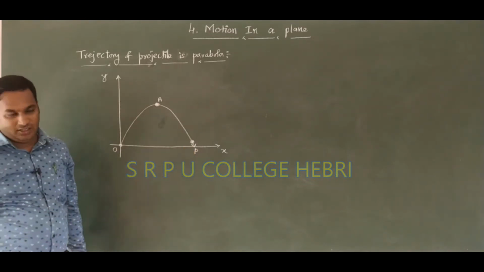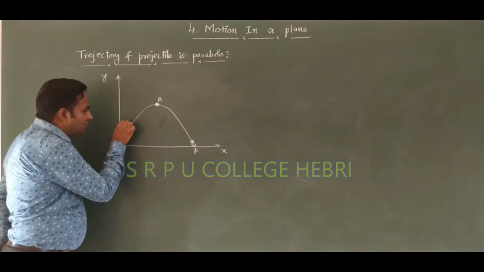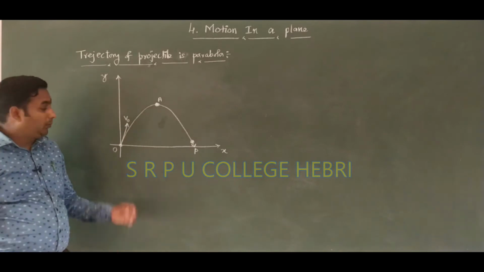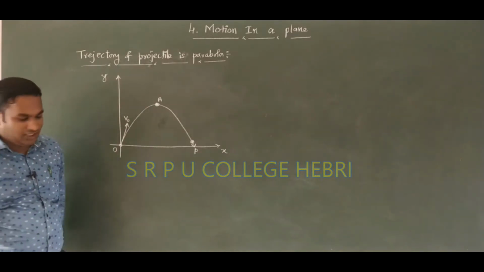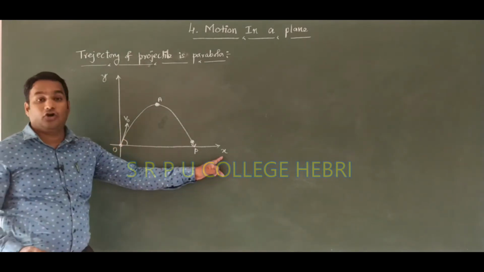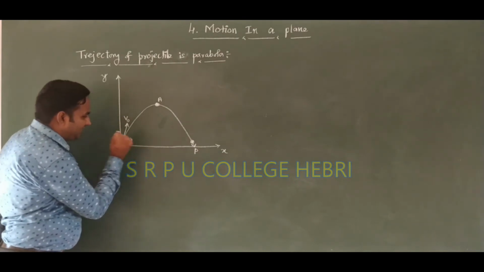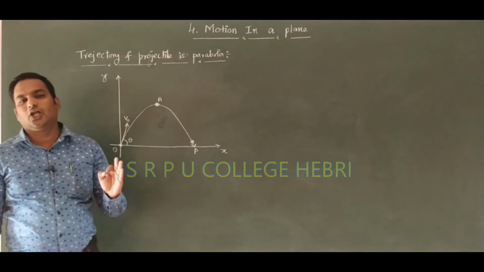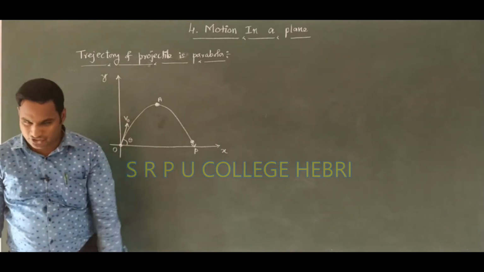Dear student, the particle is projected with the initial velocity. I will take it as V0. V0 is the initial velocity of the projectile. It makes a particular angle with the x-axis or ground. That angle is denoted as theta, where theta is called angle of projection.